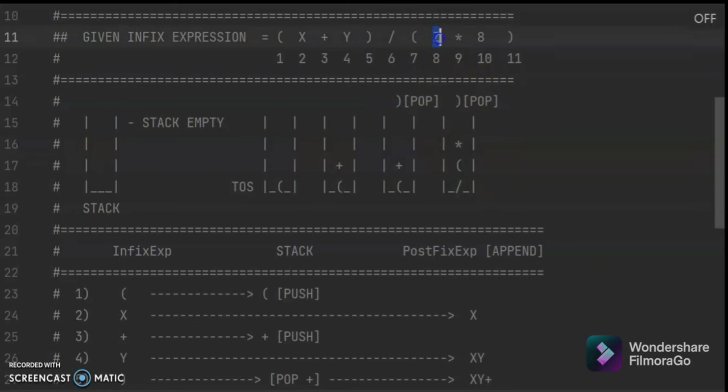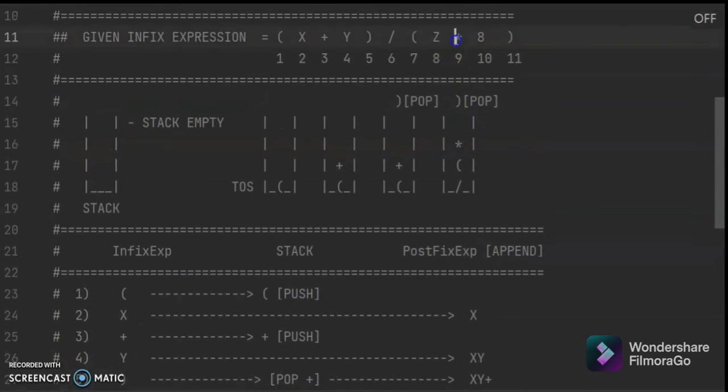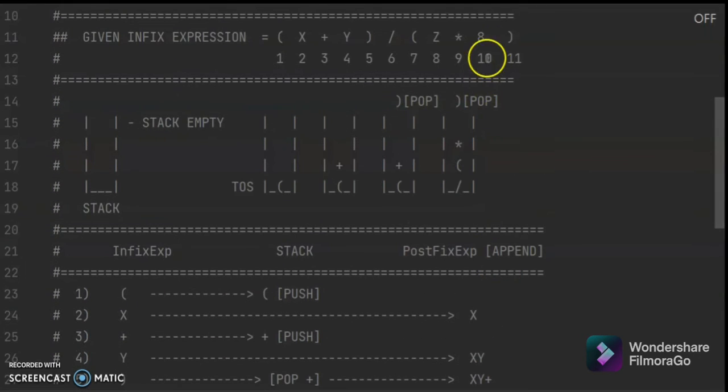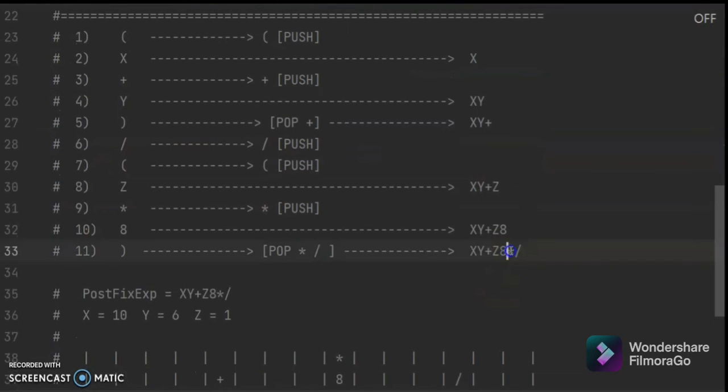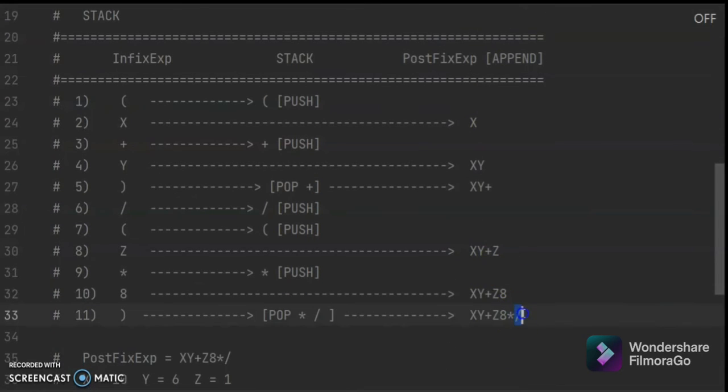Next z. Z is not pushed to the stack, it is appended to the postfix expression. So this is xy plus z. Next, when you find the multiplication operator, you push it to the stack. Then you will find 8. 8 also is appended to the postfix expression. Next, the last, you will have the right parenthesis, which is the matching parenthesis for the left. Once you find this right parenthesis, you will pop all the elements. So what is the first element? You will have the multiplication operator, then the division operator. So this is appended to the postfix expression.